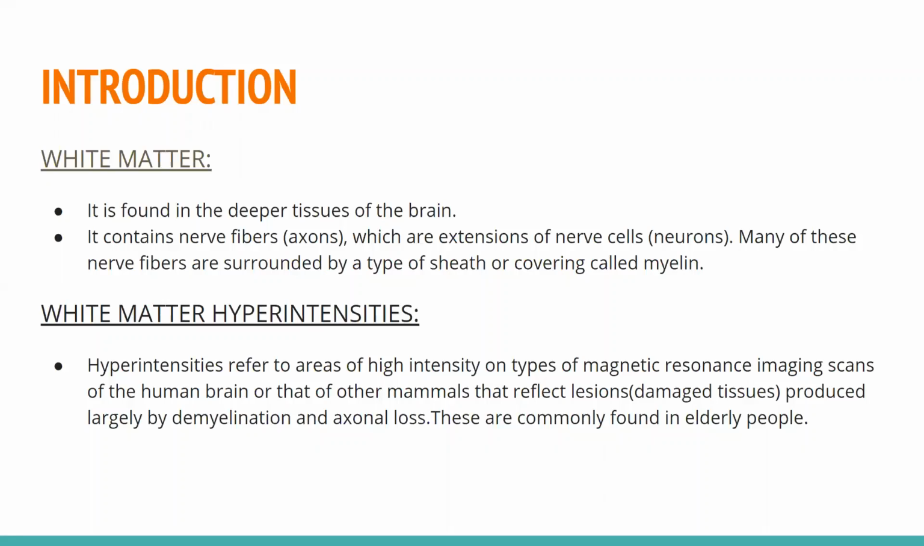So what are white matter hyperintensities? Hyperintensities refer to areas of high intensity on types of magnetic resonance imaging scans of the human brain or that of other mammals that reflect the damaged tissues, which are called lesions, produced largely by demyelination or an axonal loss. These are commonly found in elderly people.